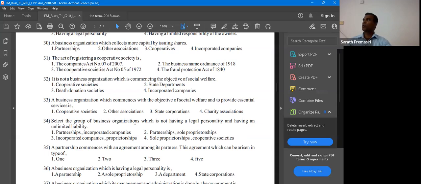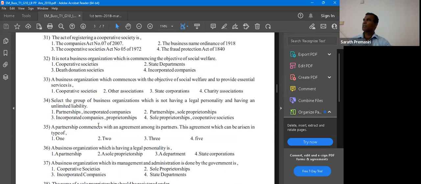Select a group of business organizations which is not having a legal personality and having unlimited liability. We know about the partnership and sole trader; incorporated company is not. Partnership and sole proprietorship are correct. Answer is number 2. Partnership is not having legal personality. Sole trader is the same.